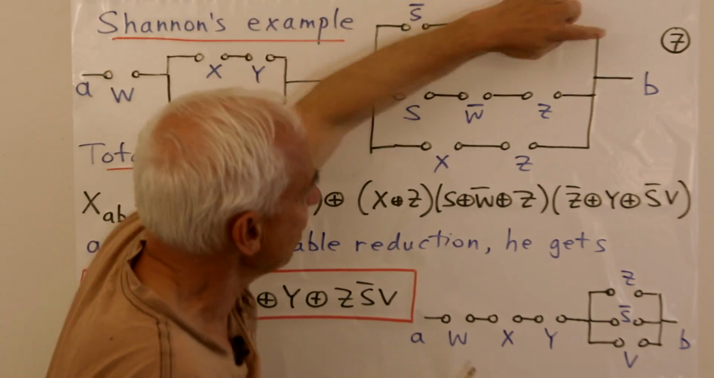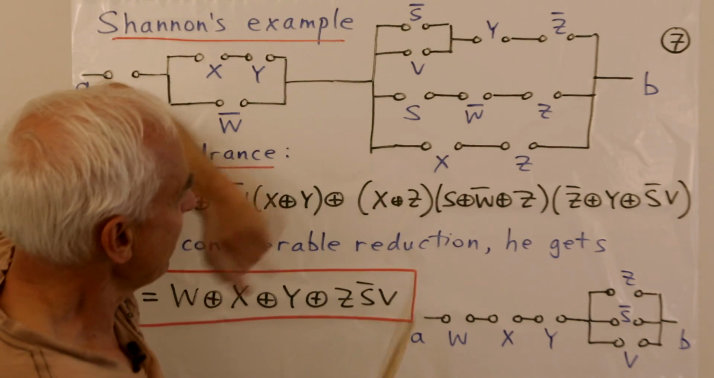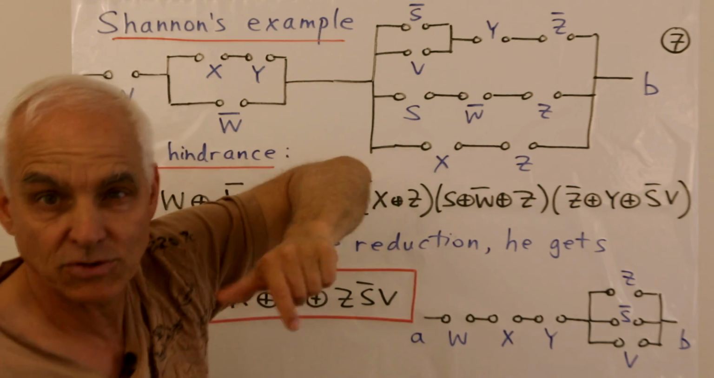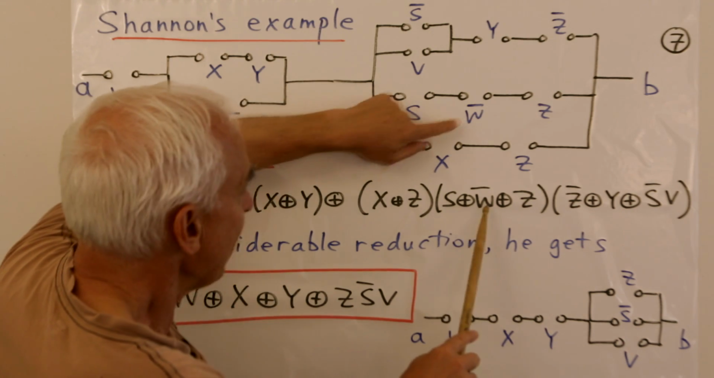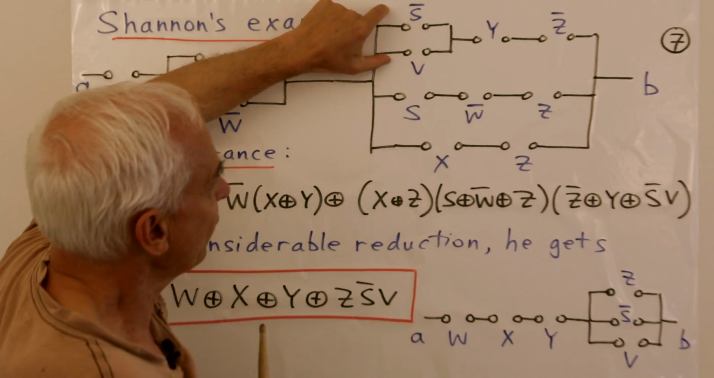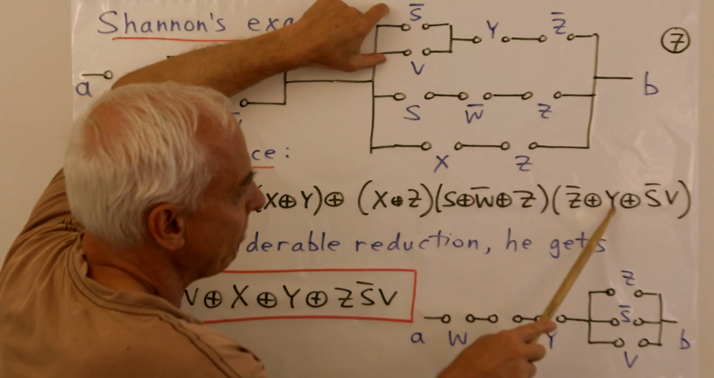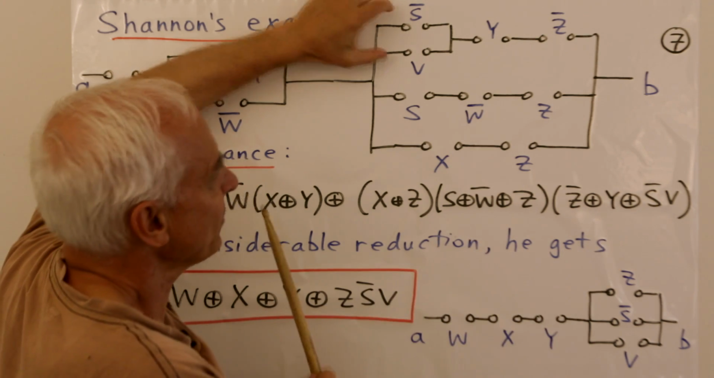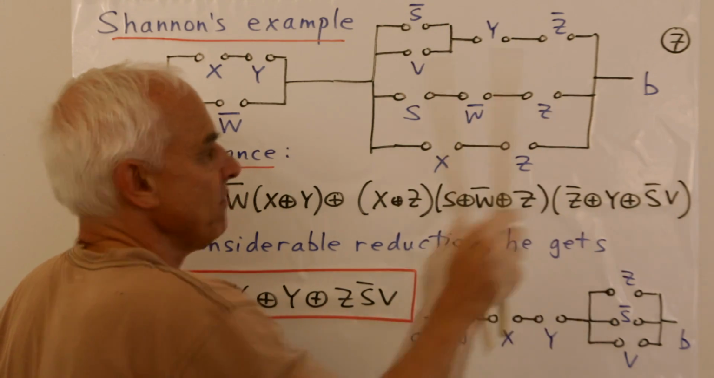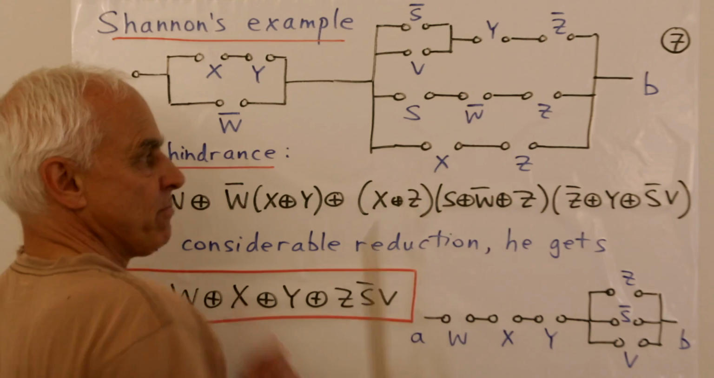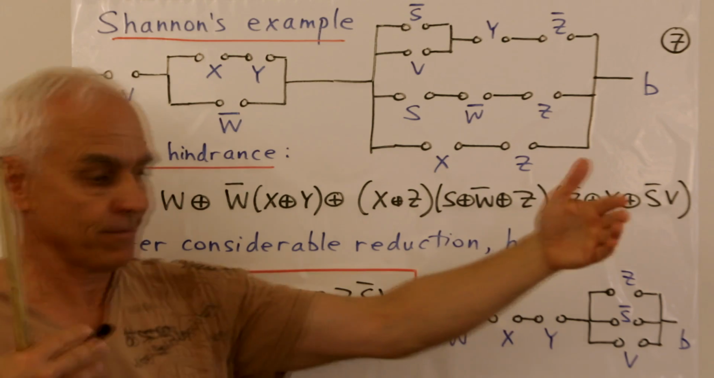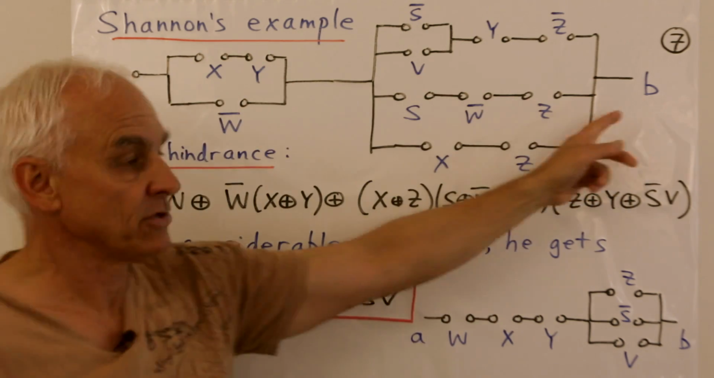This is the result of essentially 3 channels. The channel x plus z, that's representing these 2 things which are in series. And then we have s plus w bar plus z representing this path here. And then this one up here is z bar plus y plus this little thing, which itself is another parallel object, so it's the product of s bar with v. So this whole expression represents the hindrance of the total circuit from A to B.